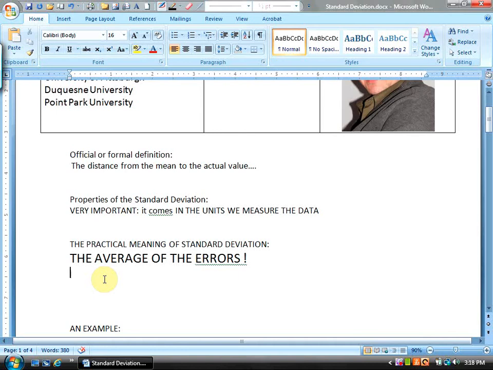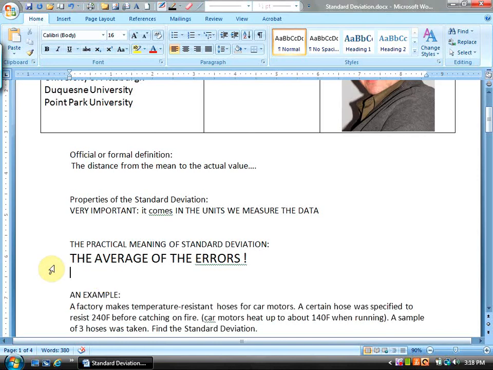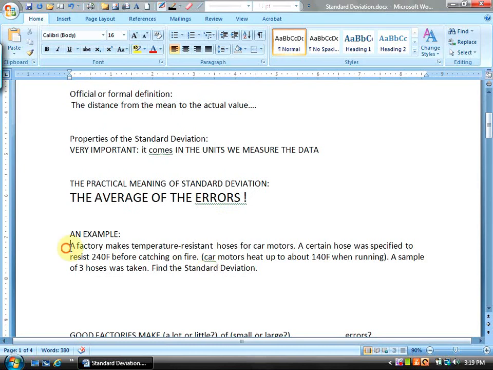So every process, let's say you are going to make cookies. In the process of making cookies, if you take the weight of your cookies, you see that they differ a lot. Some cookies are much bigger than others. So the process of making them creates these errors. Each cookie has a certain size of error, and there's an average of errors. That is the standard deviation. So remember that the average of the errors is what a standard deviation really is.